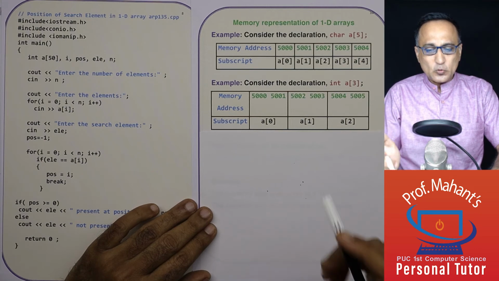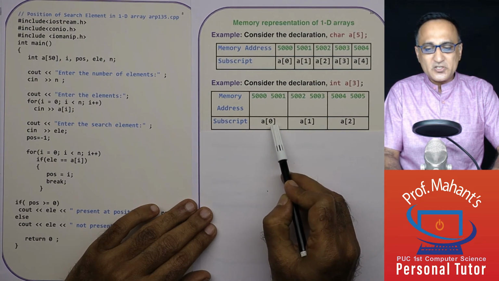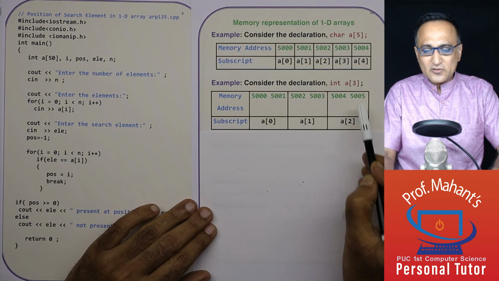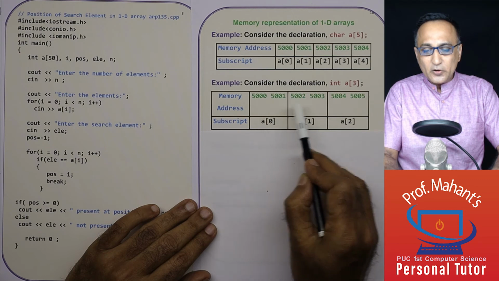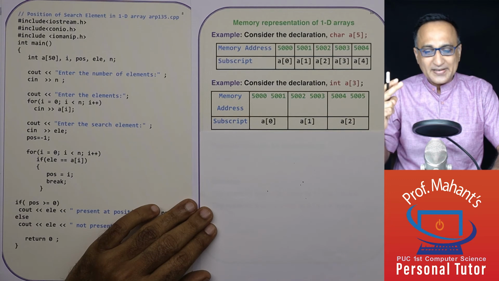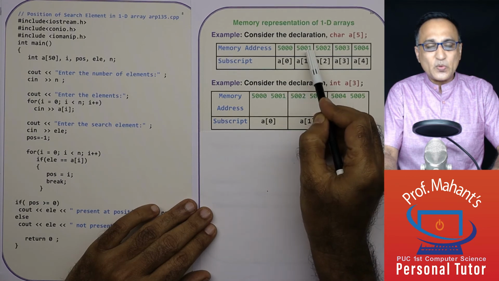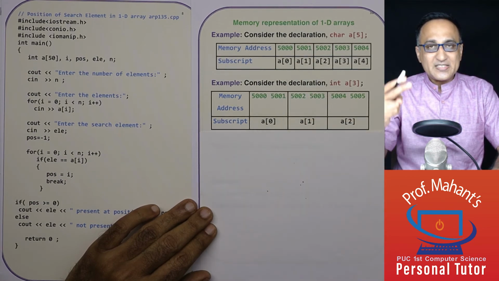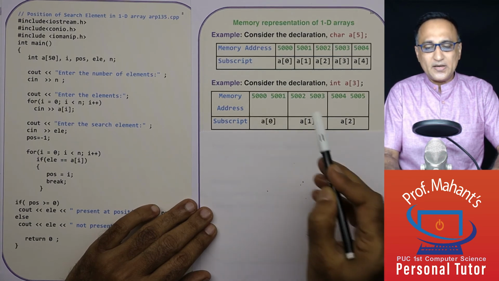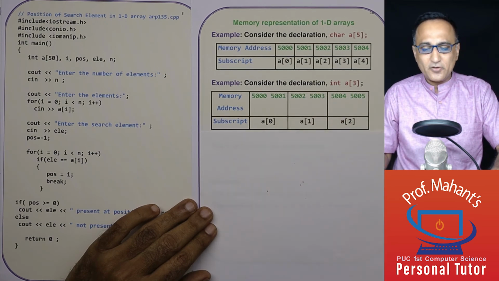Since each integer occupies 2 bytes, in the addresses 5000 and 5001, the zeroth element is going to be stored. 5002 and 5003, the first element. 5004 and 5005, the second element. Now why two addresses per element of an integer? Because an integer occupies 2 bytes. For character it occupied only 1 byte, so each subscript was mapped directly to one address. But here an integer occupies 2 bytes, so A of 0 is present at 5000 and 5001. A of 1 is present starting at 5002 ending at 5003, and so on up to A of 2.